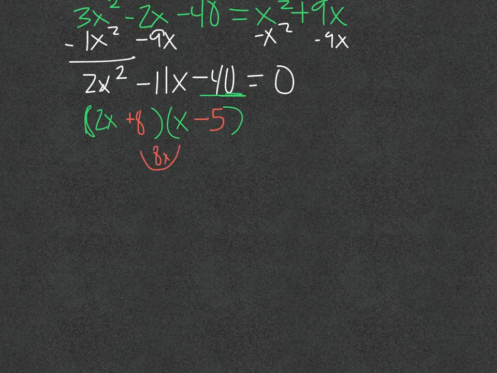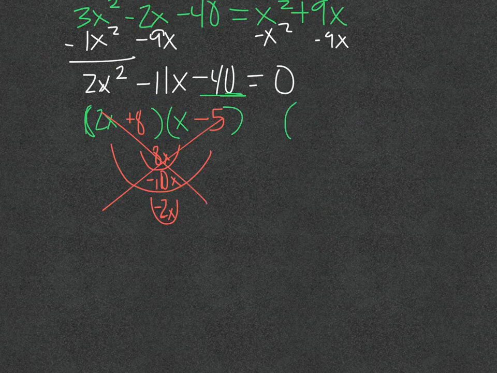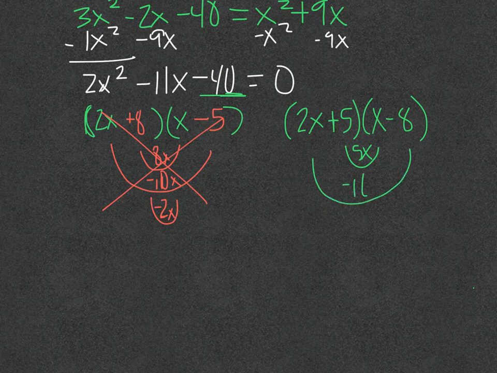So that gives me a positive 8x. This gives me negative 10x. Together that gives me negative 2x. That's not it. Okay, I'm tempted to try maybe positive 5 and negative 8 before I go too far. So that's 5x, and that's negative 16x. Hey, when I add those together, I get negative 11x. So there's my factors.